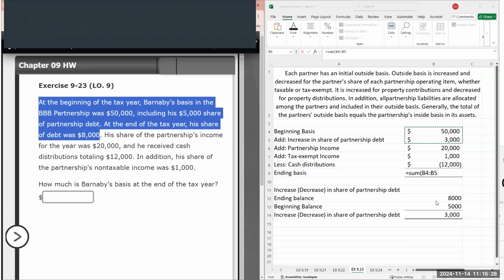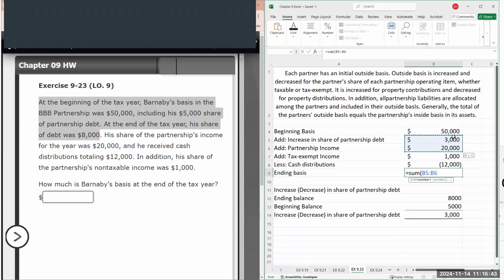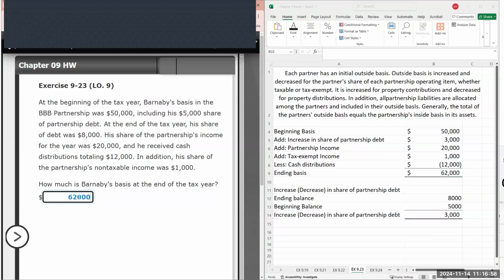So we determined that there was an increase, much like if we think about it like a bank account. If your bank account at the beginning of the month has $5,000, and now at the end of the month the ending balance is $8,000, there was an increase of $3,000. So we factored in that $3,000. The problem lets us know that his share of partnership income was $20,000. There was tax-exempt income of $1,000, and he took a distribution of $12,000. So therefore, the ending basis for Barnaby is $62,000.